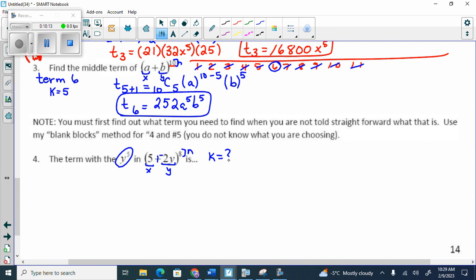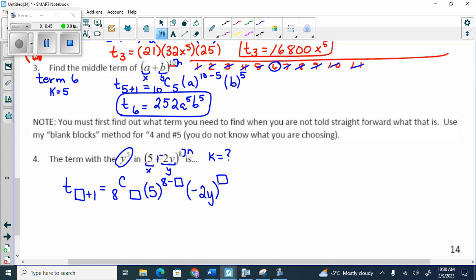So if I don't know my k, they don't give me the exact term, that's fine. I'm going to put a box there. So I'm going to go T box plus 1, that's k plus 1, equals 8C box times x, which is 5, to the 8 minus box, and then negative 2y to the box. I'm literally just filling in all I can, right?